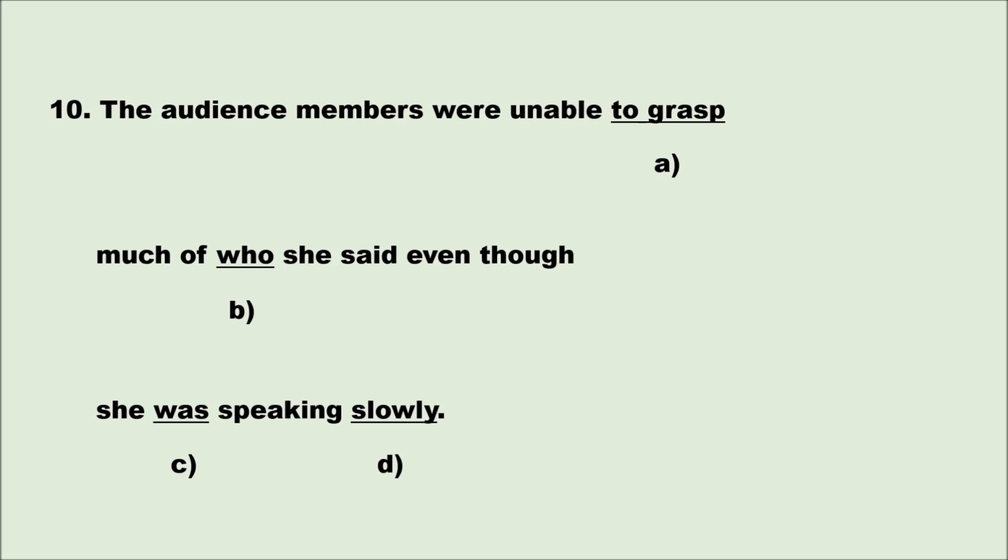Number 10. The audience members were unable to grasp much of who she said, even though she was speaking slowly. Let's begin with the first one, A. What does grasp mean? It means to understand. We have to plus verb 1. What is that? It's an infinitive of purpose, which modifies unable. What were they unable to do? They were unable to understand. So A is correct. Let's move all the way to C. Was. Was is the helping verb that comes before the present participle. This is verb ing or present participle.